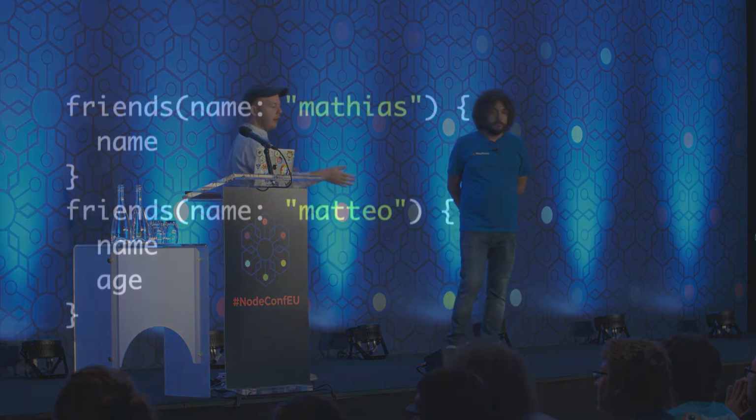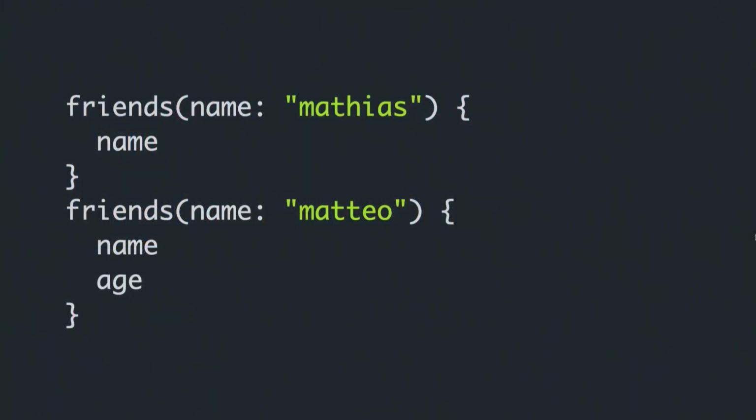So you might notice here that on a friends query like this, as the name, I put in Mathias as a string and send that over the wire. That's not very efficient because we're basically putting in variable data.